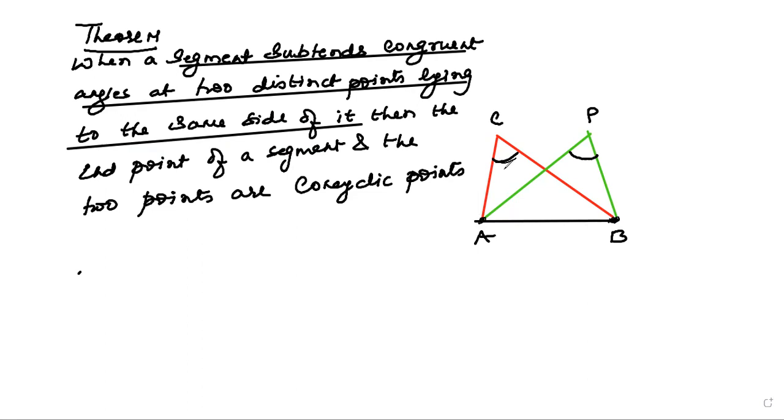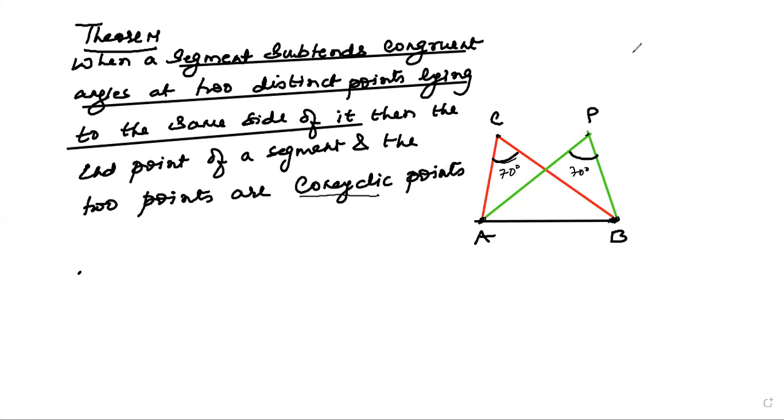Now, if these two angles are both equal, suppose this is 70 degrees and this is 70 degrees, I can say segment AB subtends congruent angles at two distinct points lying on the same side of it. Both lie above AB, so we say they lie on the same side of it. If you see this condition, you can say the endpoints of the segment, A and B, and the two points are concyclic.